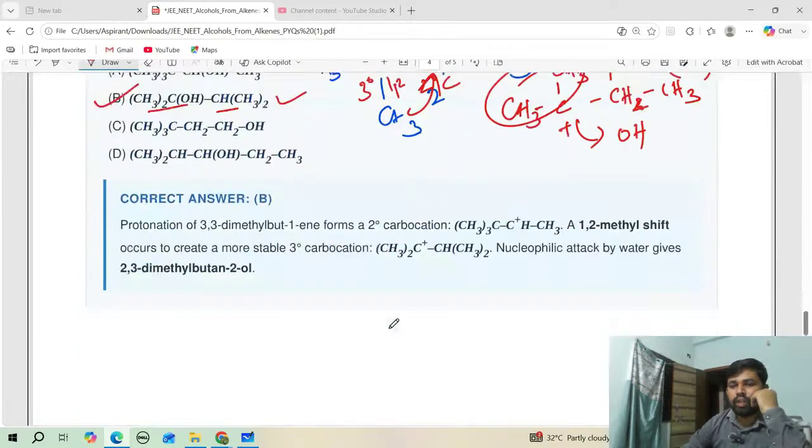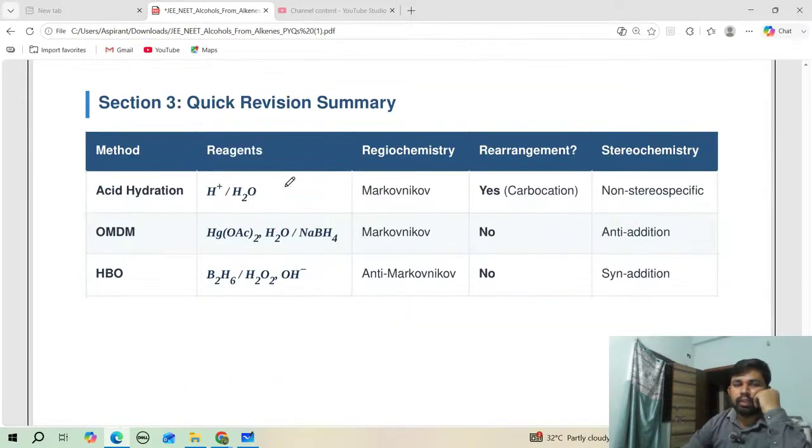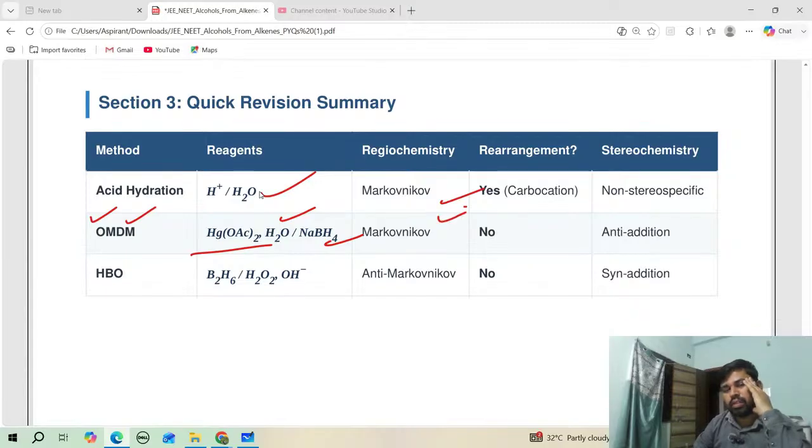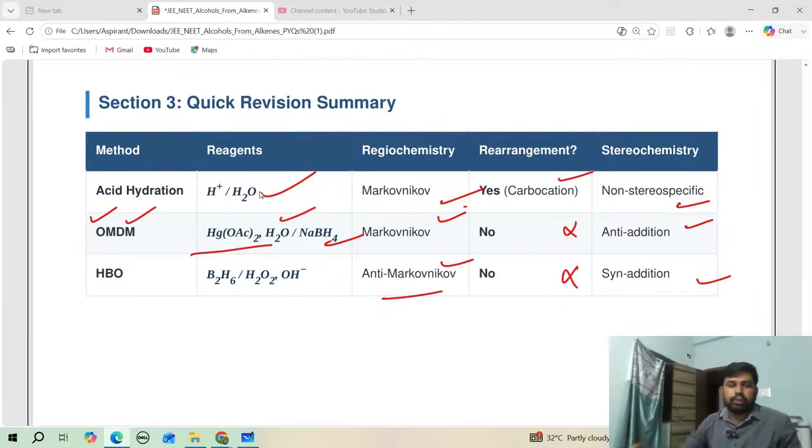So finally we'll get here this summary. After iterations, the process followed: mercuric oxymercuration and demercuration reaction. We are using this one. Sodium borohydride we are using follows, and this is an anti-Markovnikov syn hydration, and here rearrangement is possible. This is not possible, not possible. Anti-addition and this is a syn addition. Anti-addition and syn, non-stereospecific. Okay.